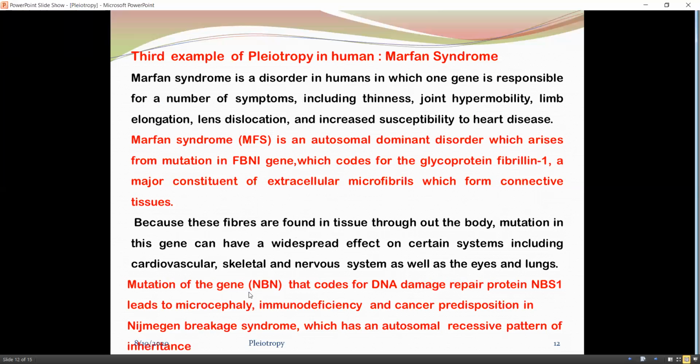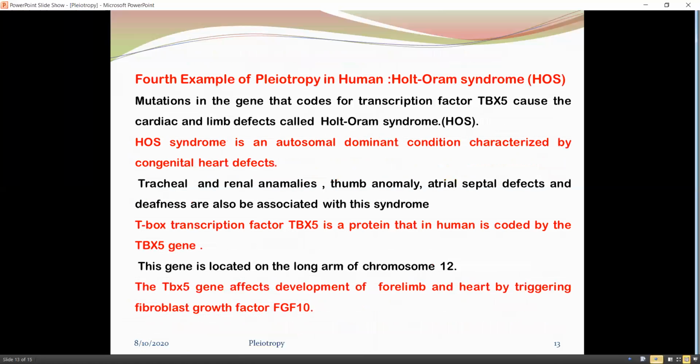Mutation of the gene NBN that codes for DNA damage repair protein NBS1 leads to microcephaly, immunodeficiency and cancer predisposition in Nijmegen breakage syndrome, which has an autosomal recessive pattern of inheritance.